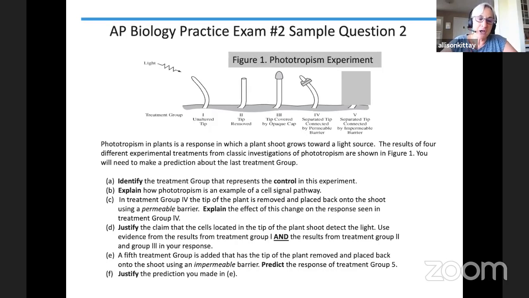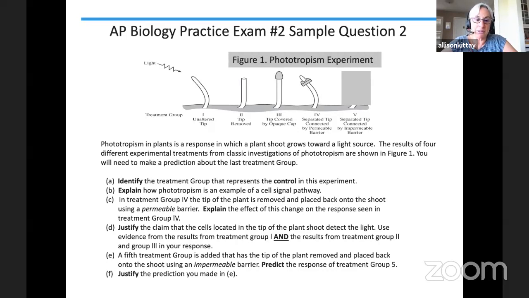This has parts A through F, and again, you can see that the task verbs are bolded for you. In part A, you're asked to identify the treatment group that represents the control in this experiment. In part B, you're asked to explain how phototropism is an example of a cell signal pathway. In part C, you're asked to look at treatment group 4, and in treatment group 4, the tip of the plant is removed and placed back onto the shoot using a permeable barrier. You're asked to explain the effect of this change on the response seen in treatment group 4. In part D, you're asked to justify the claim that the cells located in the tip of the plant shoot detect the light. Use evidence from the results from treatment group 1 and the results from treatment groups 2 and 3 in your response.